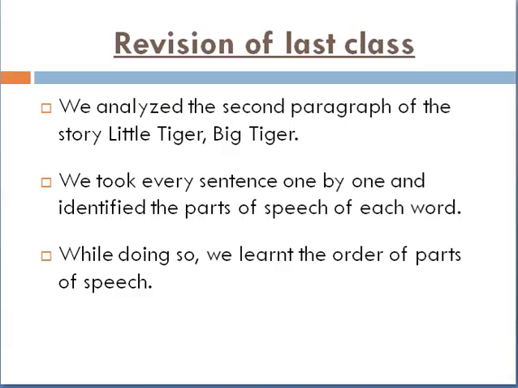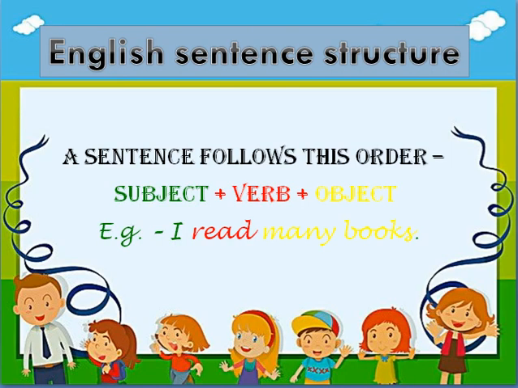Here is the revision of last class. In the last class, we analyzed the second paragraph of the story Little Tiger, Big Tiger. We took every sentence one by one and identified the parts of speech of each word. And while doing so, we learned the order of parts of speech, which means which part of speech sits after which. Alright? And here is the structure of an English sentence.